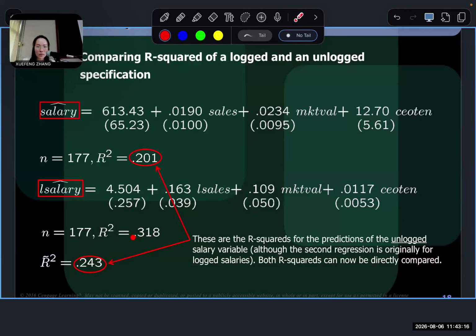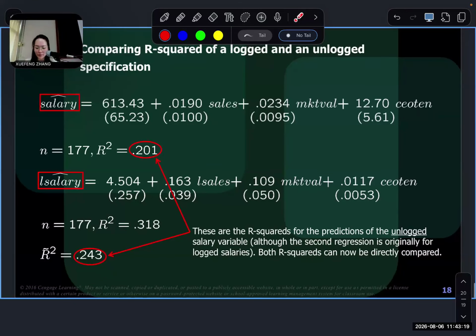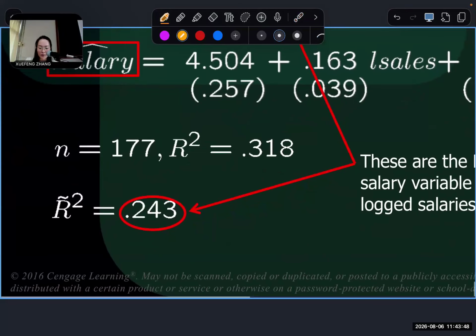Still not comparable. So the trick is to use the smearing correction from the last slide to convert model 2's prediction back into actual salary dollars, then compute R squared from those predictions against actual salary. That gives us R squared tilde, okay? This we got from the smearing correction.